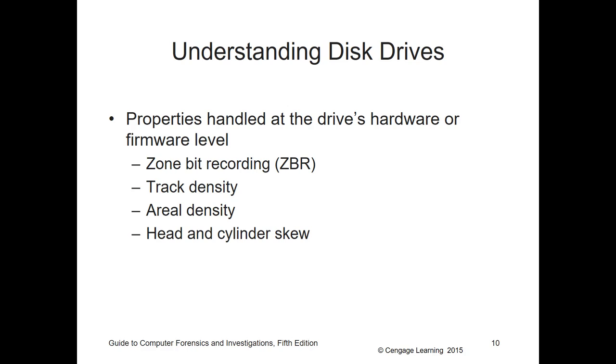A little bit more is we have to understand things like track density, areal density, head and cylinder skew, and zone bit recording. The interesting thing here is that all of these are handled by the hardware or by the firmware. All of this deals with how we're able to combine these sectors into smaller and smaller pieces so that we can fit more and more data on a traditional drive. Track density and zone bit recording is how we're able to record bits on a sector more efficiently, so again, we can increase storage size.